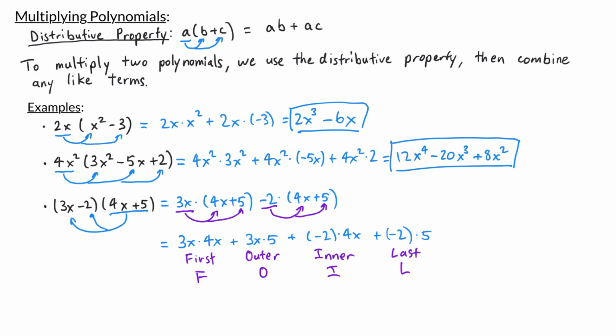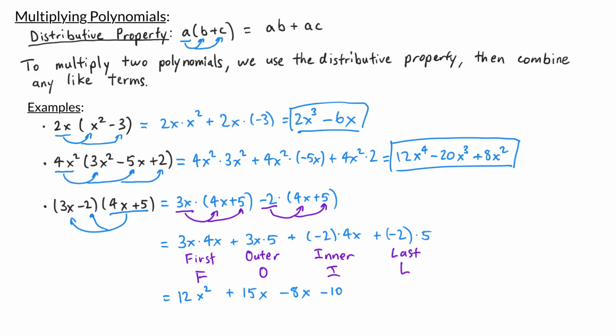So let's now simplify what we have. 3x times 4x, multiplying the coefficients together gives me 12, and we have two factors of x, so that's 12x squared. When we multiply the outer terms together, 3x times 5, I can combine the 3 and the 5 to get 15, and then I have a factor of x. Next, I have negative 2 times 4x, multiplying the negative 2 and the 4 gives me negative 8, and then I have a factor of x. And then lastly, we have negative 2 times 5, or negative 10.